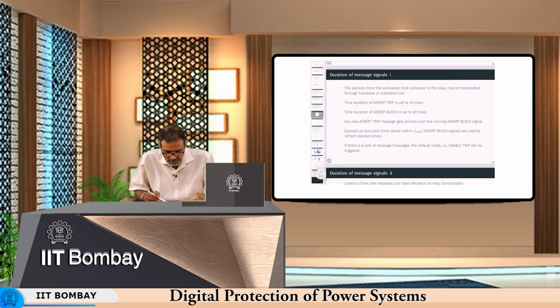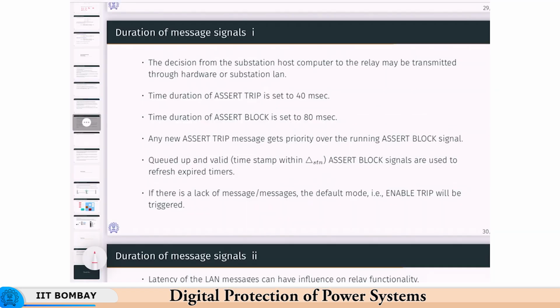The duration of assert block is set to 80 milliseconds. So there are two signals that will be received in this amount. So there are two time blocks of 40 here. If in the next time block an assert trip is received, that will override. Also, any new assert trip message gets priority over the running assert block signal. So if an assert block is running for 80 milliseconds, and after 40 milliseconds the assert trip comes in, it will get priority.